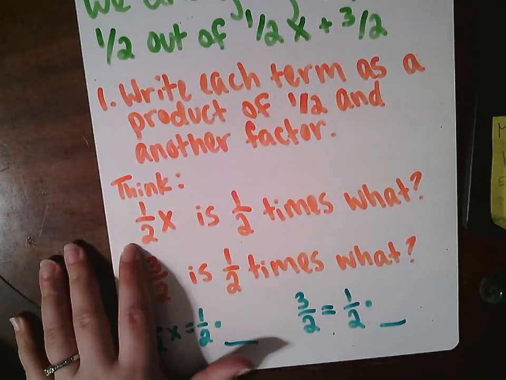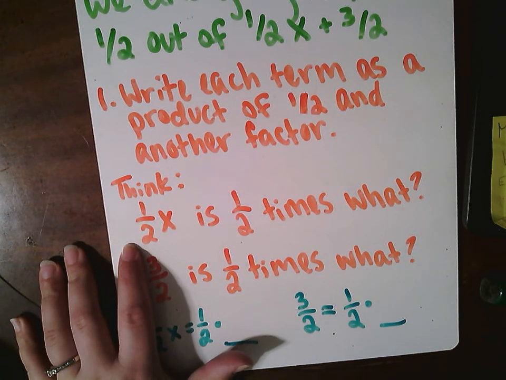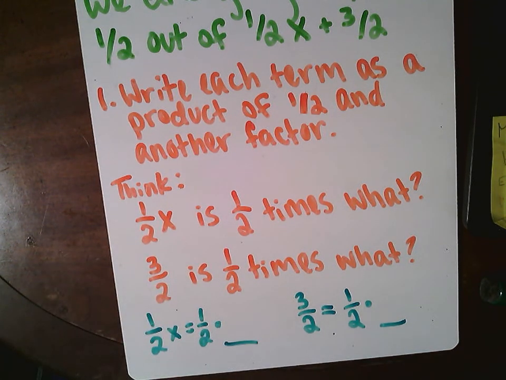So we have 1/2 x. We're going to think, 1/2 x is 1/2 times what? You'll see down here in blue, I wrote it out. 1/2 x equals 1/2 times what? So I have 1/2 right here, I have 1/2 right here. What goes in my blank? Well, I have an x right here. I don't have an x over here yet. So in my blank, I'm going to put x.